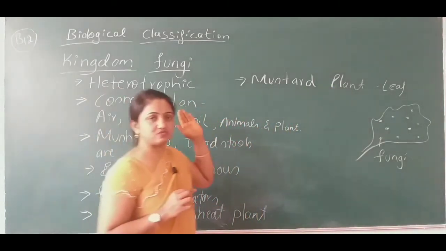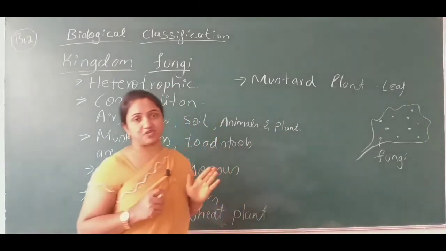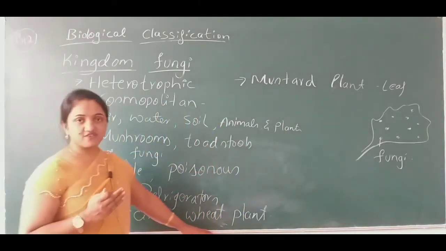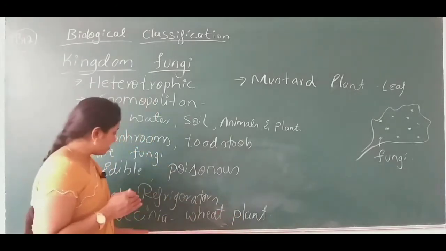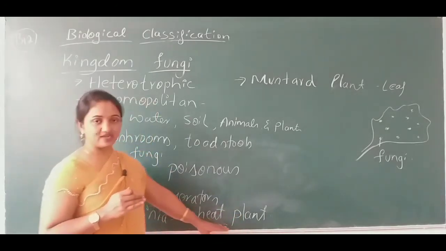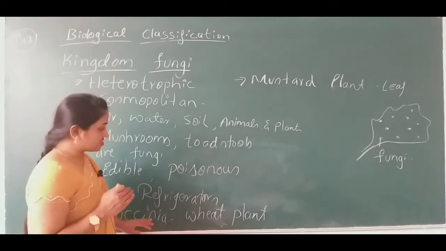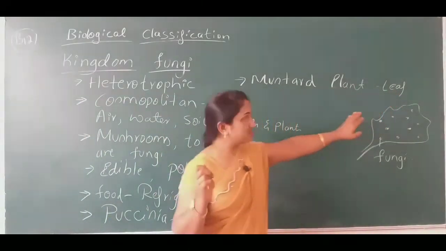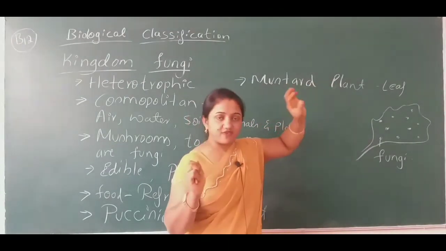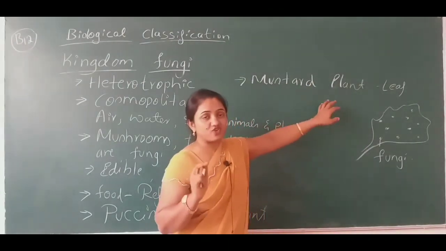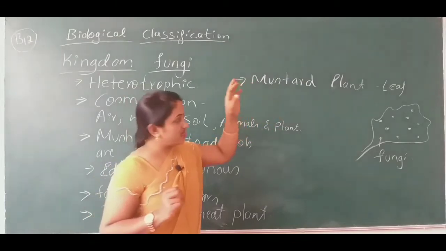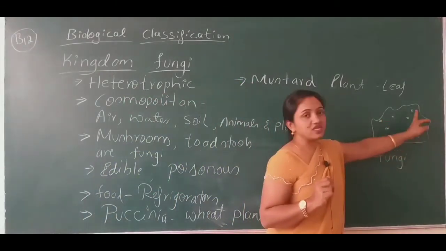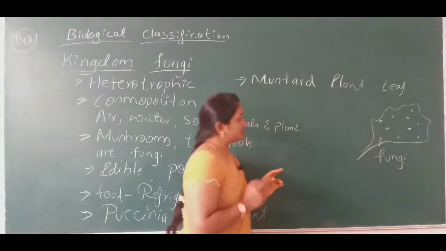These are the few examples we are taking here. We are not going into such a long explanation. So we are giving the disease causing fungi. Some plants get affected by such kind of fungi, and some fungi infect the mustard plant. If the mustard plant has white patches on it, it is nothing but fungi.